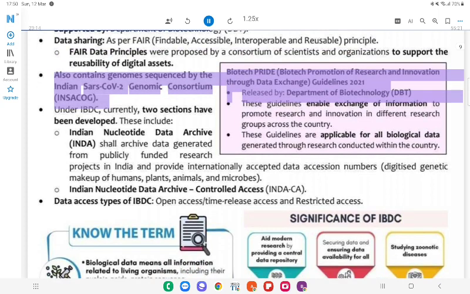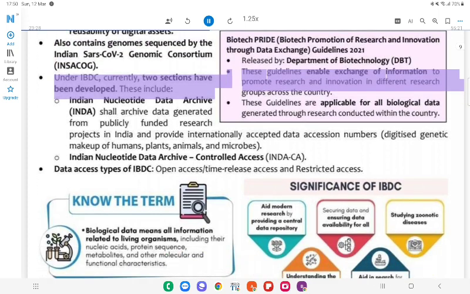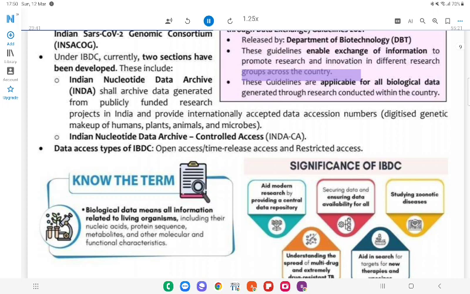Biotech Promotion of Research and Innovation also contains genome sequenced under the Data Exchange Guidelines 2021 of the Indian SARS-CoV-2 Genomic Consortium, INSACOG, released by Department of Biotechnology, DBT. These guidelines enable exchange of information to and from IBDC, to promote research and innovation in different research groups across the country. Currently, two sections have been developed.